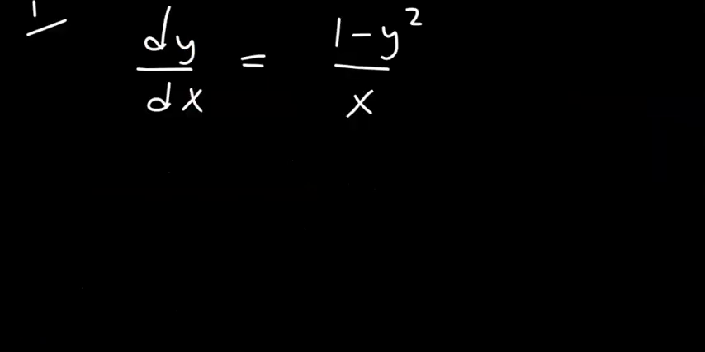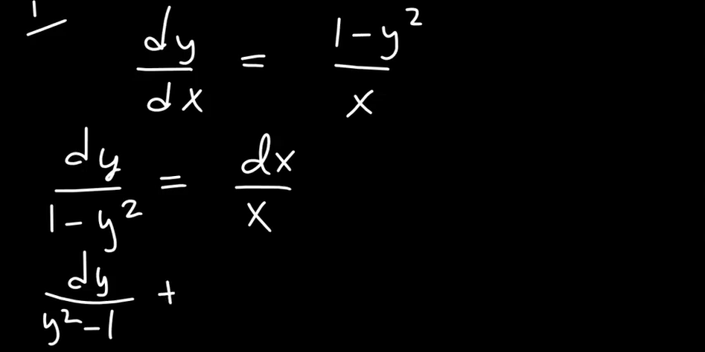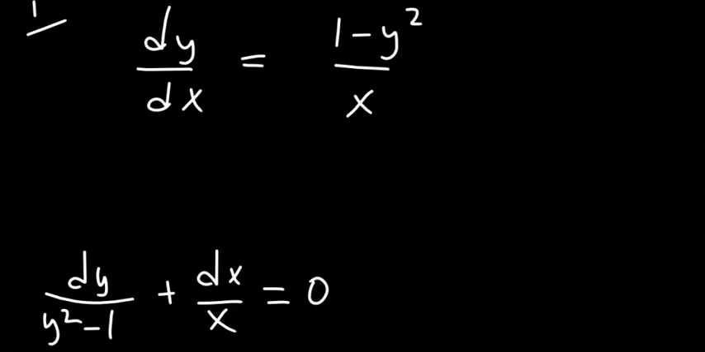Example 1. So we are given this differential equation and we want to solve it. The differential equation can be rewritten in the following form: dy over 1 minus y squared equals dx over x. Bringing the terms to one side, you get dy over y squared minus 1 plus dx over x equals 0. Now let's integrate the left-hand side.